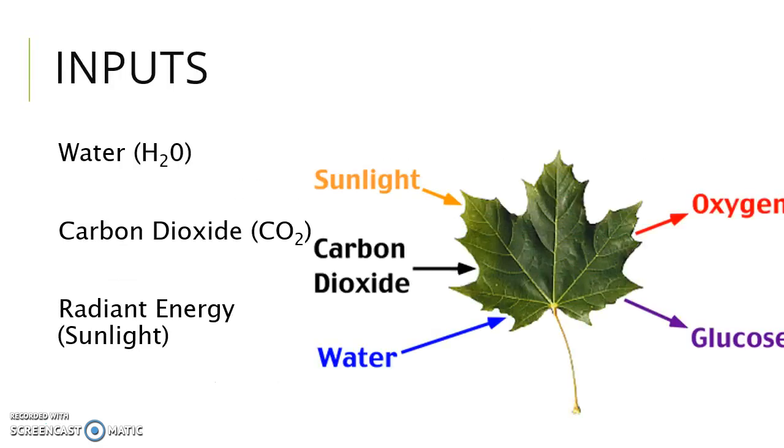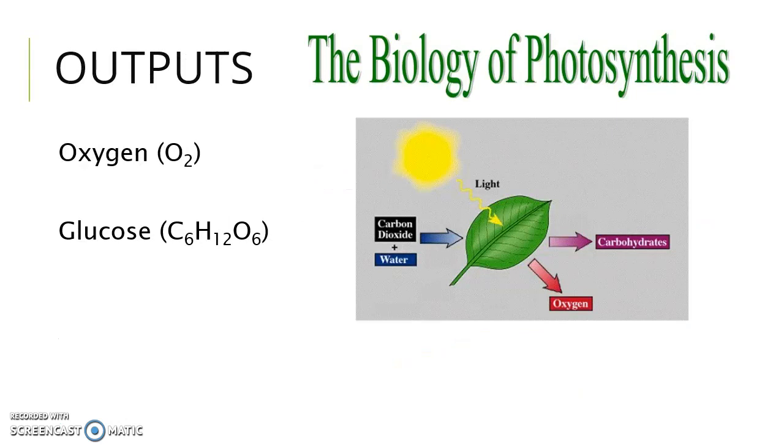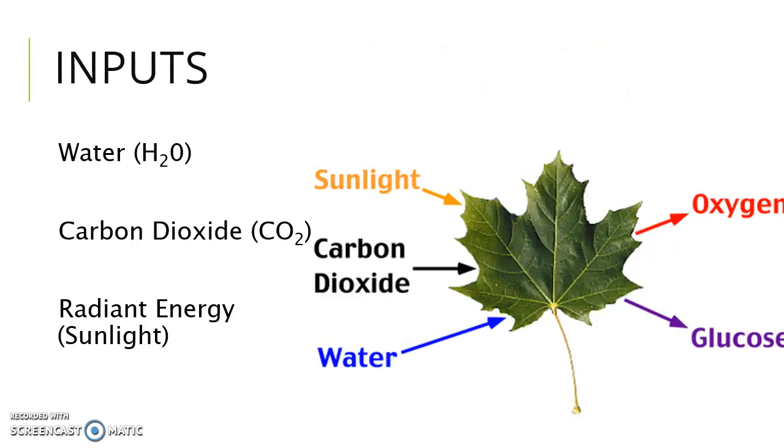Alright, so your inputs, once again, are water, carbon dioxide, and radiant energy from the sun, and your outputs are O2, oxygen gas, and glucose. And you can see both of these pictures, they're showing you the same thing.